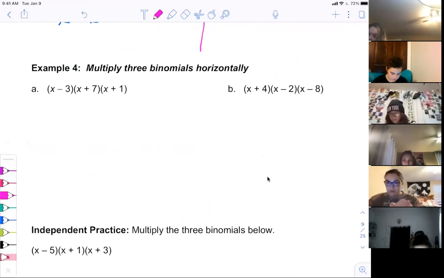Jaden, how do you think you would do that? Would you have to distribute each binomial into all the other two? So like, would you take x minus 3 and distribute it into x plus 7 and x plus 1? And then would you take x plus 7 and distribute it like x minus 3 and then x plus 1, and then x plus 1 into x minus 3 and x plus 7? So I think you're making it more work than it needs to be.